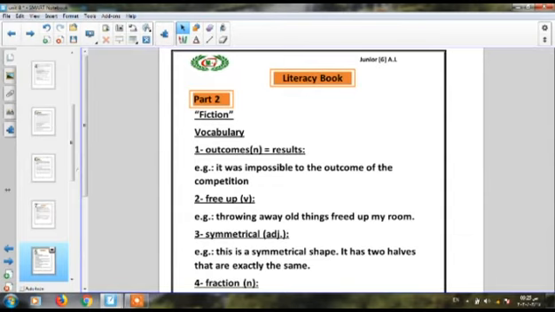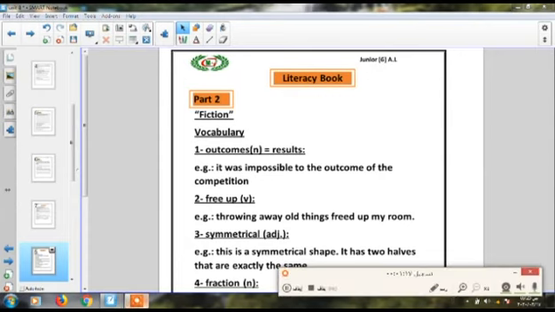What does it mean, it was difficult to predict the final outcome of the race? It means that, for example, we were having a race, and in that race, there were a lot of people. And it was difficult to predict, or to tell the final outcome, the final result of the race. Who's going to win the race? Who's going to lose the race? Who's gonna come first? Who's gonna come second? And so on.